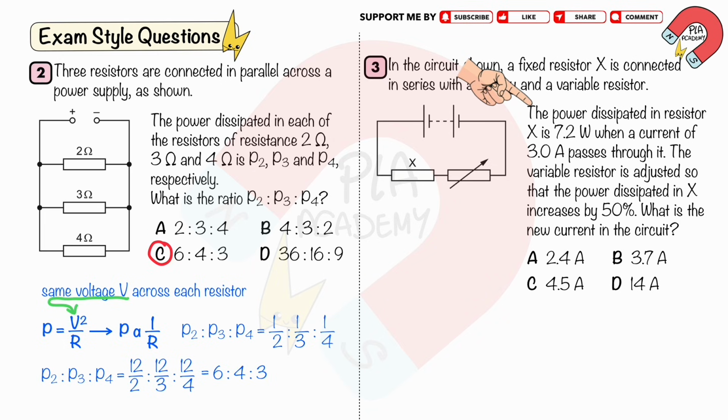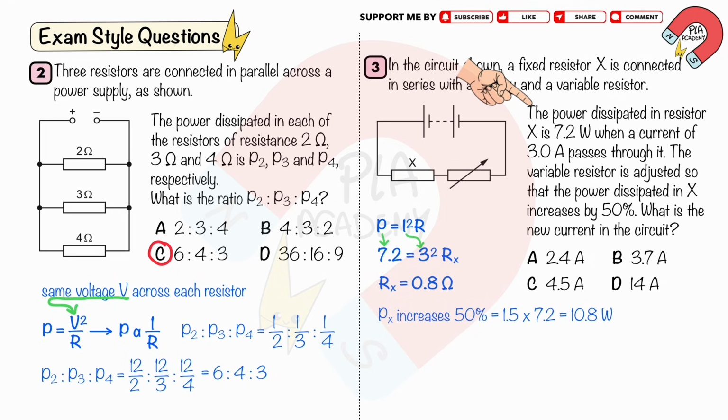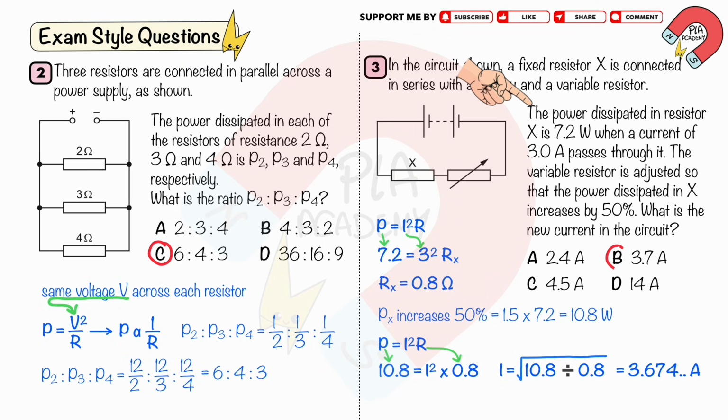From the equation P equals I squared R, substituting P equals 7.2 watts and I equals 3 amperes, we get the resistance Rx equals 0.8 ohms. As the power dissipated Px increases 50%, which is 1.5 times 7.2 watts equals 10.8 watts. Substituting Px equals 10.8 watts, Rx equals 0.8 ohms, we get the new current equals 3.7 amperes for 2 significant figures.